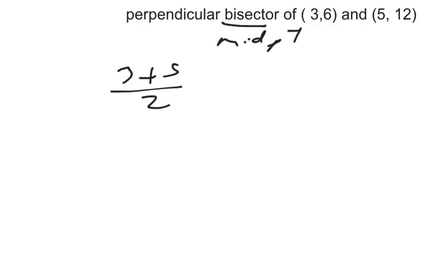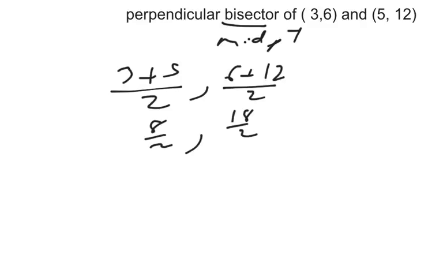Alright, we're going to try to find the perpendicular bisector, and this will be the last problem we work out here. So, perpendicular bisector. Let's work on the bisector first. That means we need the midpoint. So, 3 plus 5 divided by 2, and 6 plus 12 divided by 2 as well. 8 over 2, 18 over 2, so we have a point at 4, 9.